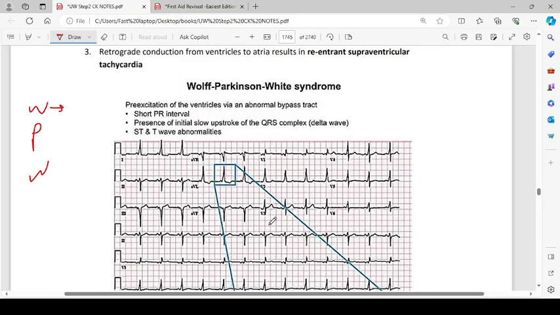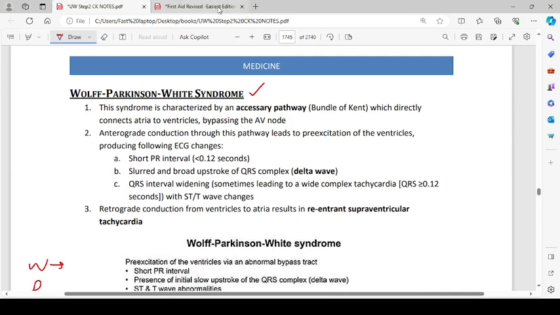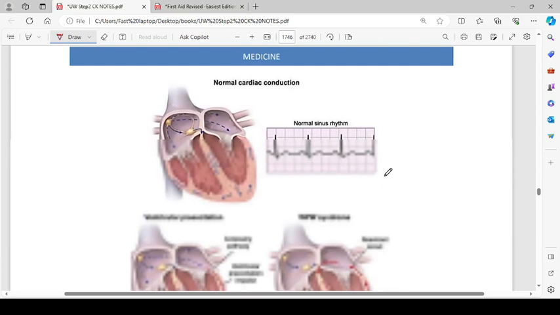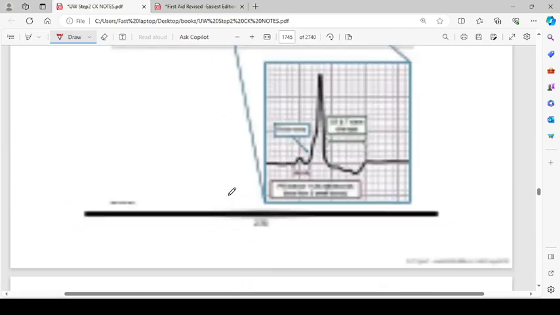Coming back. Wolff-Parkinson-White syndrome is characterized by an accessory pathway, the bundle of Kent, which directly connects the atria to the ventricles, bypassing the AV node. Normally, the only connection between the atria and ventricles is the AV node, which is connected to the bundle of His and then to the bundle branches, which give rise to Purkinje fibers. If there is an accessory pathway over here, that is called the bundle of Kent.